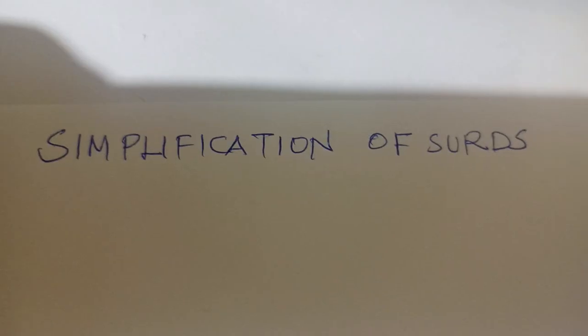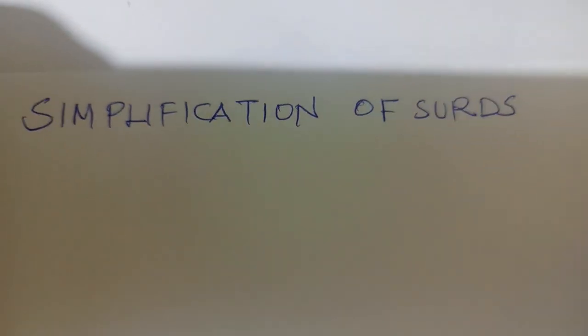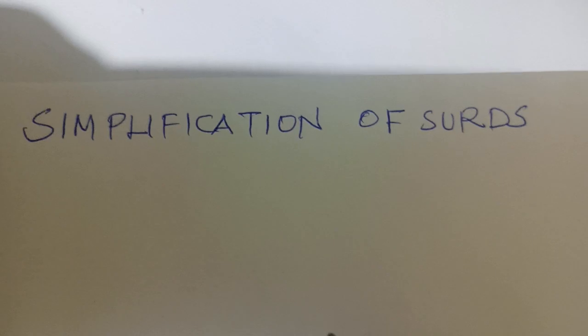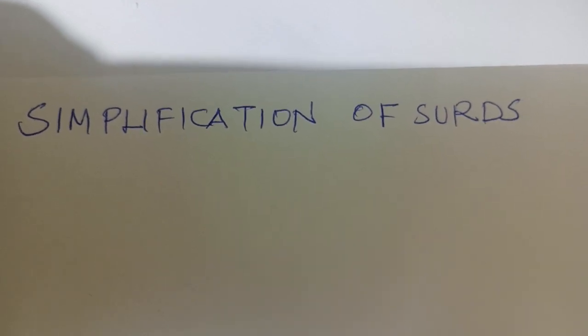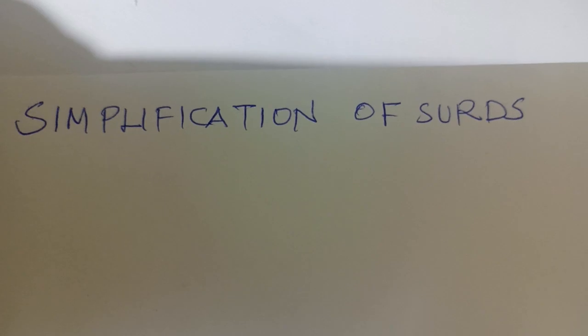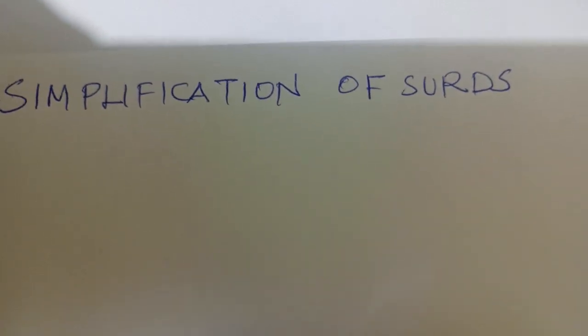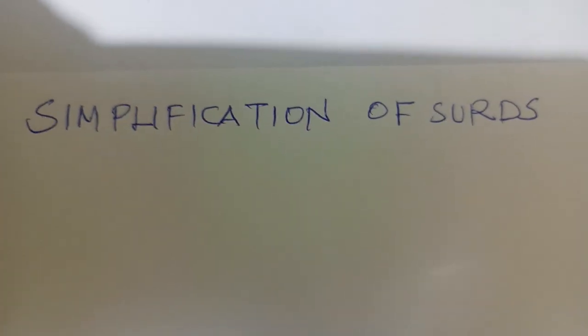In this session, we want to take a look at how to simplify a surd, or surds. You may have learned that a surd, in simple terms, is a root that is not exact, otherwise also called an irrational number.